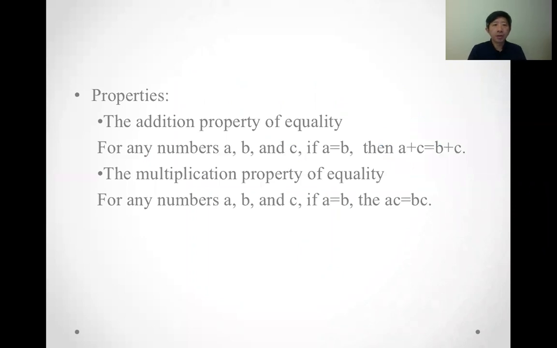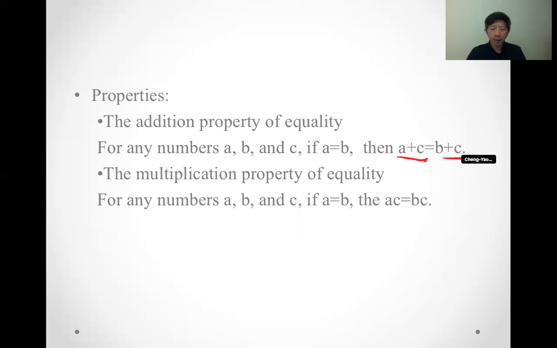Now, the properties of equations. First is the addition property of equality. For any numbers A, B, and C, if A equals B, then A plus C equals B plus C. All right. And what does this mean?